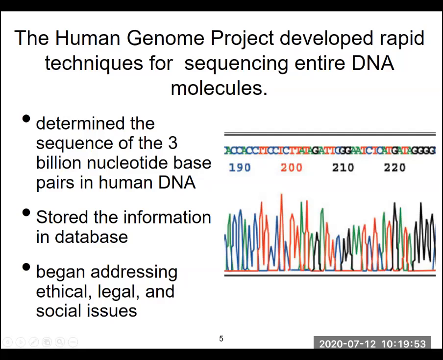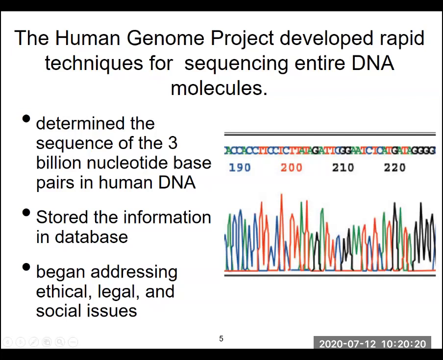And so the Human Genome Project was thought to take 15 years. Once they got the technology developed, it went much, much faster than that. So they've been able to sequence 3 billion nucleotide base pairs of the human DNA. So it's like coming up with 3 billion individual letters in sequence on these DNA molecules on the chromosomes. And we're able to store that information in a database and start to use it.